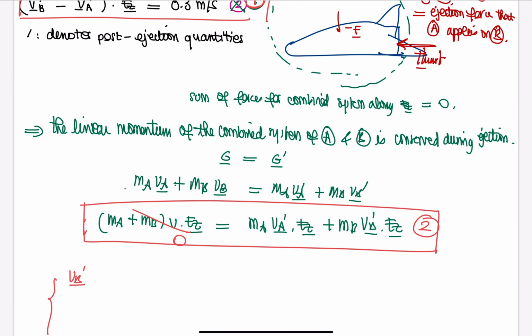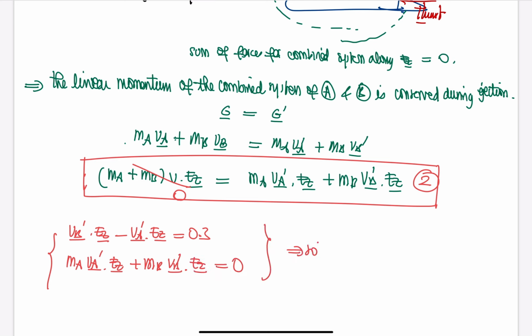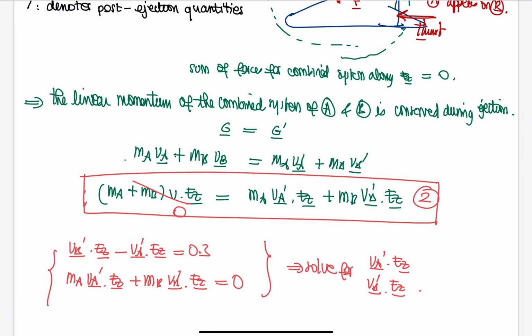VB prime minus V dot EZ minus VA prime dot EZ is equal to 0.3, and then MA VA prime dot EZ plus MB VB prime dot EZ is equal to 0. So I can solve two equations, two unknowns, for VA prime dot EZ, that's just a scalar, and VB prime dot EZ, that's just a scalar. And I can report basically what the problem is asking for, which was VA prime dot EZ. Okay, cool, that's awesome. I think we're not done yet.